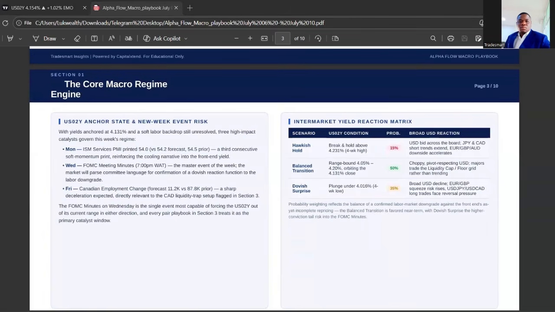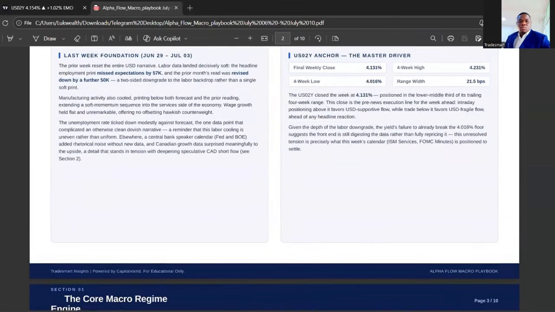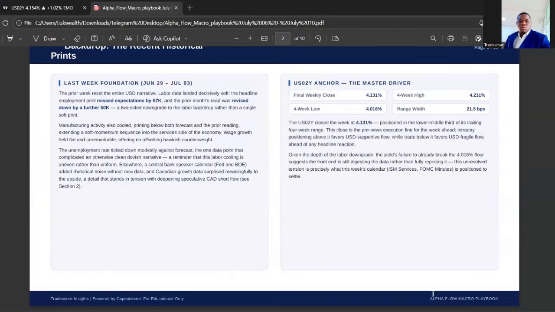Okay, so last week we had it close, as I said, at 4.131%. So over the last month, it's been swinging between a high of 4.231% and a low of 4.016%. So right now, it is sitting kind of in the lower middle of that range, not really screaming in either direction.